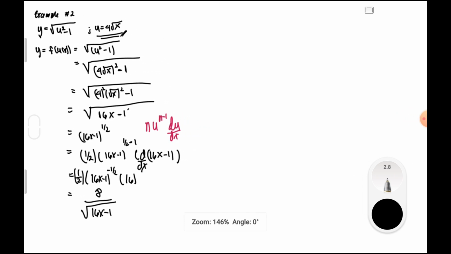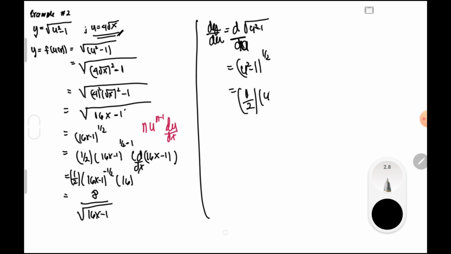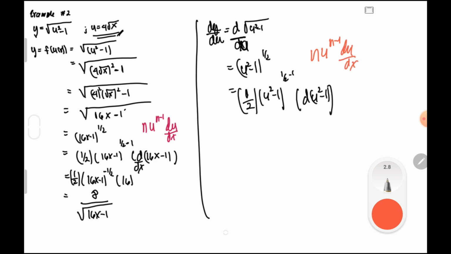So, using our chain rule, we'll have dy over du, which is equal to the derivative of square root of u squared minus 1 with respect to u. Therefore we'll have u squared minus 1 raised to 1 half, or 1 half times u squared minus 1 raised to 1 half minus 1, multiplied by the derivative of u squared minus 1. From our power rule, which is n u raised to n minus 1 du over dx.